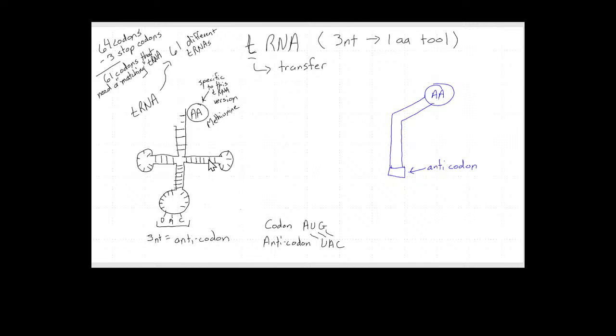So whatever tRNA has the anticodon that matches the codon will jump into that site, and then the amino acid that it's holding on to will be connected, by a covalent peptide bond, to the growing polypeptide chain that was currently in the P site.